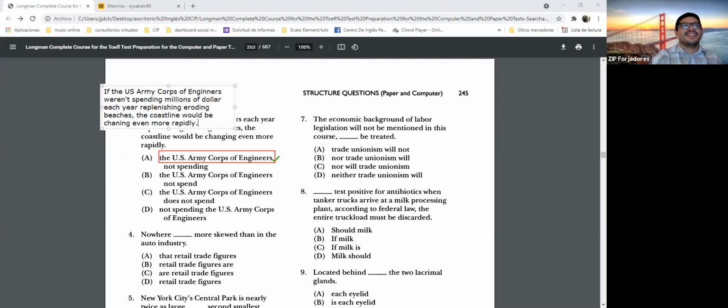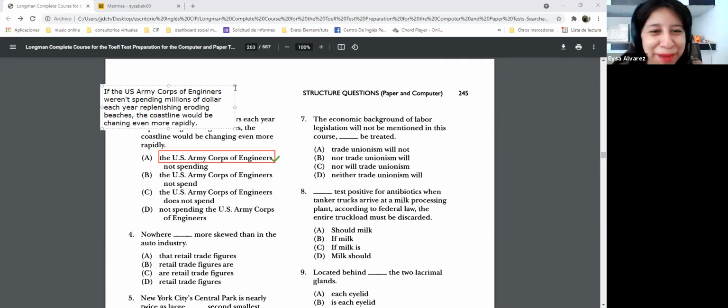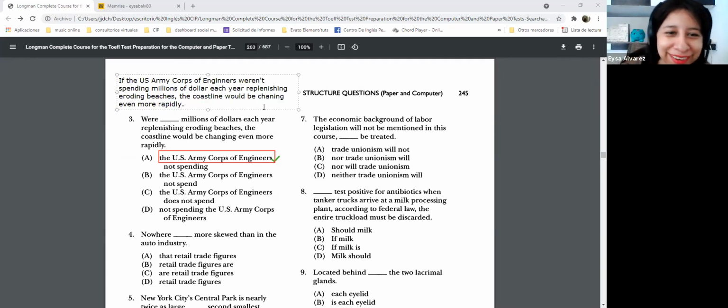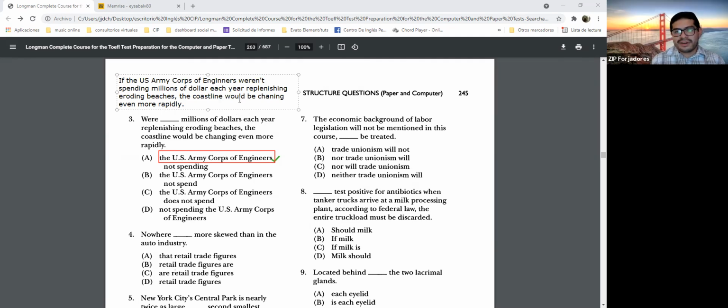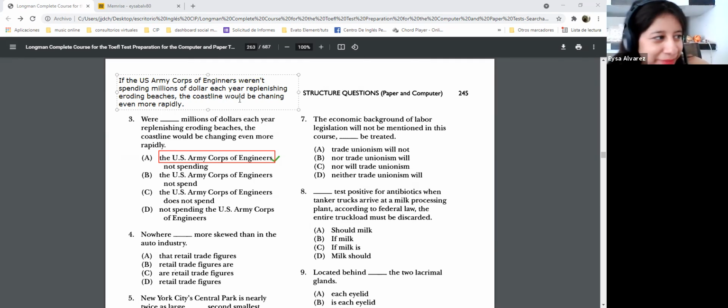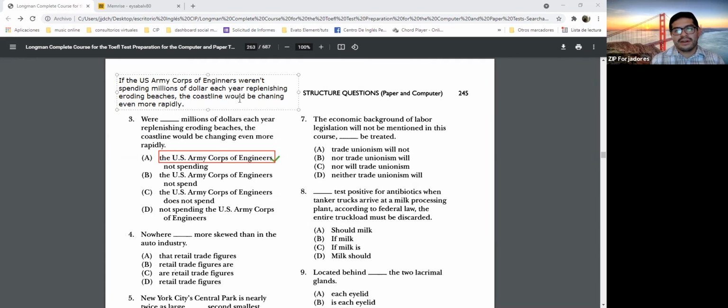Is this the complete one, or the other one? Yes, but I'm confused about why "were" and "not spending" are separate. Because remember, you're just going to invert the auxiliary, "were." Not the negative, not the main verb, just the auxiliary. The auxiliary is "were," and the subject is the U.S. Army Corps of Engineers. If you invert, you put "were" before the subject, and you omit the "if."